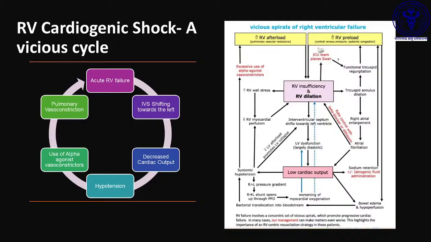That is basically the left side of the other graph as well. But it also suggests that a chronic RV failure patient will go on to develop a functional TR and cause right atrial enlargement that will lead to atrial fibrillation, and that again will cause a low cardiac output. So basically, multiple vicious circles inside once the pathophysiology starts. So breaking the chain at some point is very important in RV cardiogenic shock.